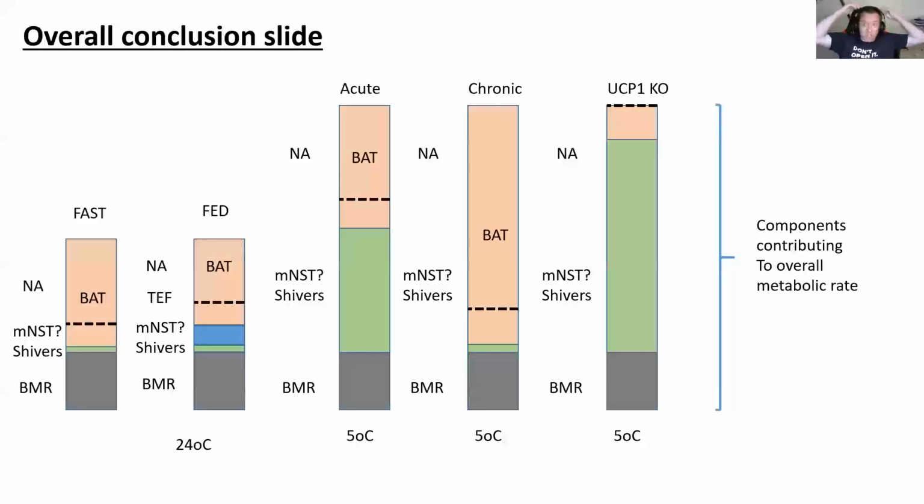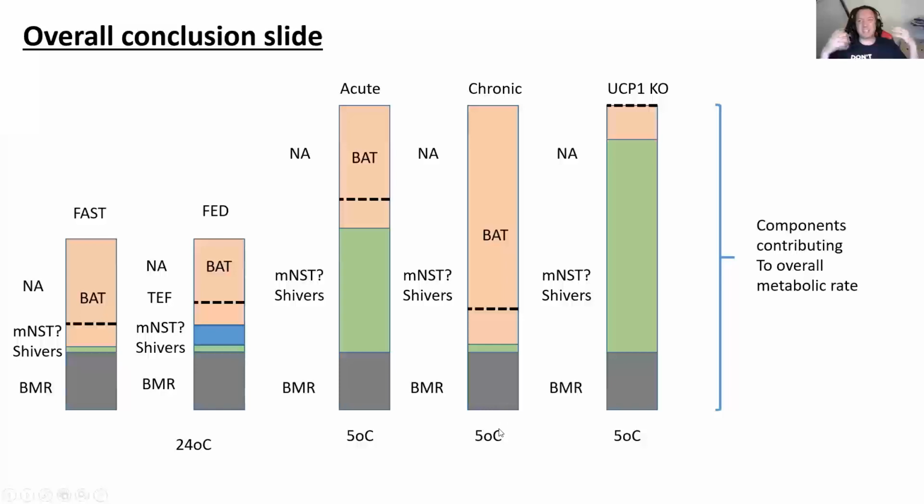And for that reason, I'm going to start at the end with our conclusion slide. We can think about these boxes, split into different sections, as showing the components contributing to overall metabolic rate. At 24 degrees C, we will have a metabolic rate that's yay big, and this will be increased by going to 5 degrees C. But I've shown different states to indicate that the components making up the metabolic rate can be quite different. We'll always have a component of basal metabolic rate.